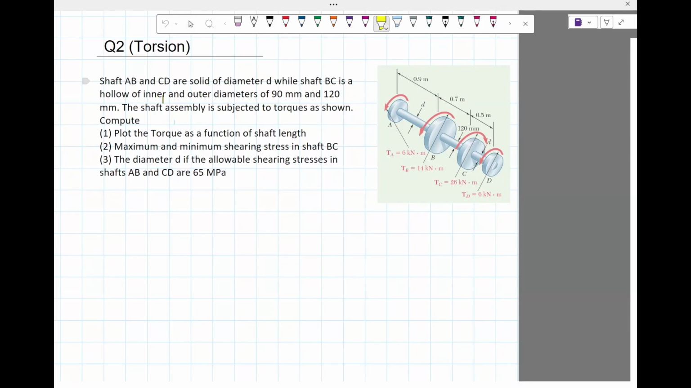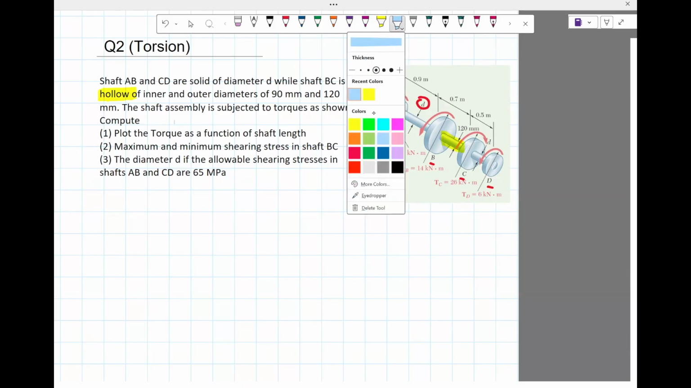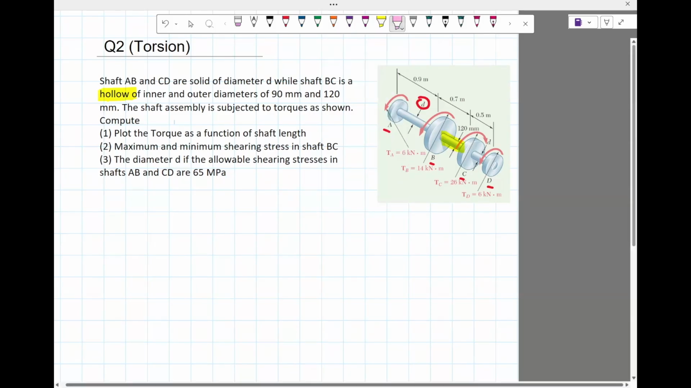So shaft AB and CD, these two shafts are solid of diameter D, while shaft BC is hollow. So BC, this shaft is hollow. Let me put a color code there, it's easier to see it that way. This is pink. This is solid. Okay, and the inner and outer diameters are given, 90 and 120.